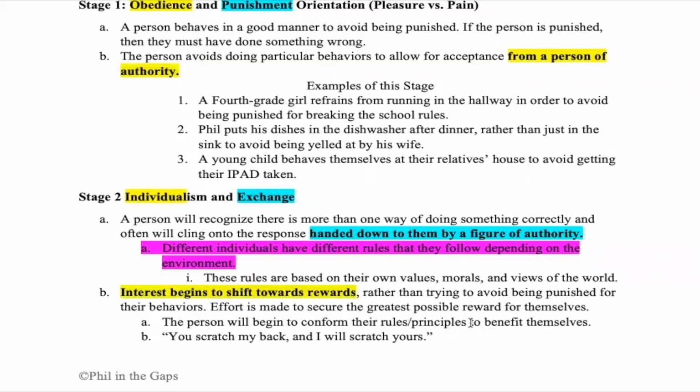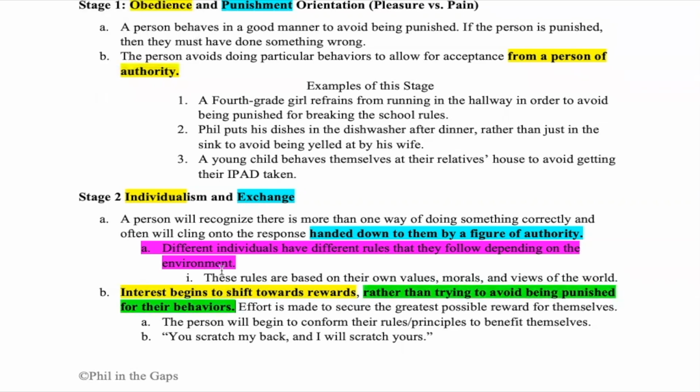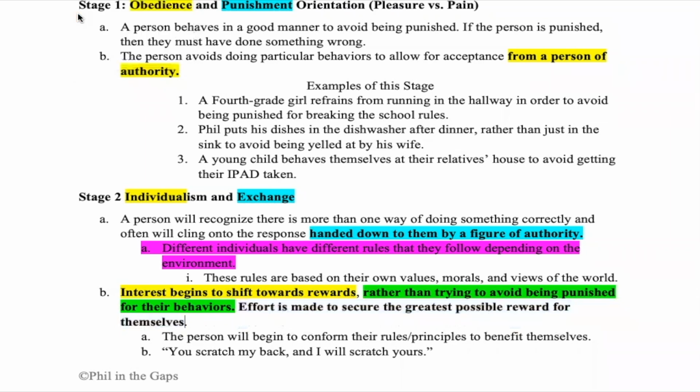So interest is now like, you know what? I need to get as much as I can for myself. And I'm going to listen to other people, but it's not out of the pureness of my heart. It's so that I can get the greatest amount of reward. Because again, to avoid being punished is obedience and punishment orientation. So effort is made to secure the greatest amount of reward for themselves. So the person will begin to conform the rules and principles to benefit themselves. It's not because they want to be a good person, not because they want acceptance from somebody, but they're like, I'm going to get mine.